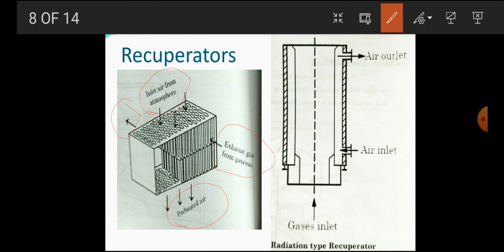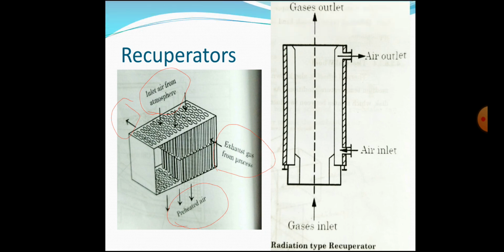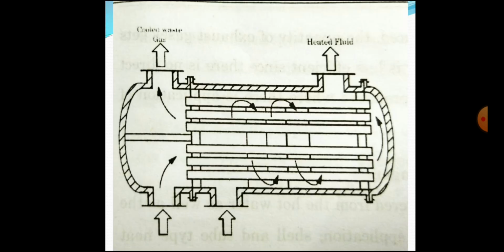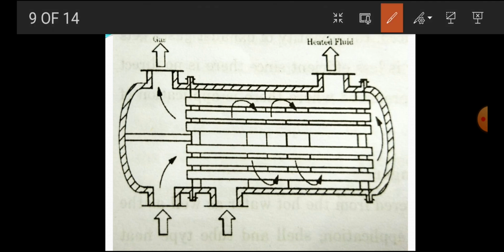So as fresh air is heated and hot gases are cooled down, most commonly there are two types of recuperator: convective type and radiation type. In the convective type, the recuperator is similar to a shell and tube type heat exchanger. This is a shell and tube type heat exchanger, and this is the convective type recuperator. So hot gases are passing in the tubes which have smaller diameter.